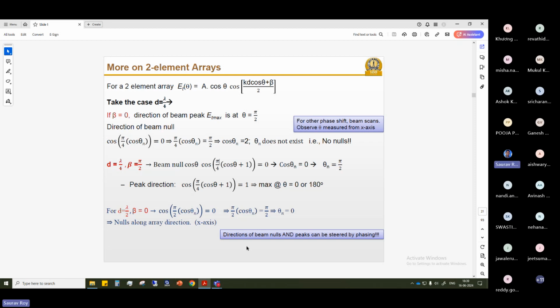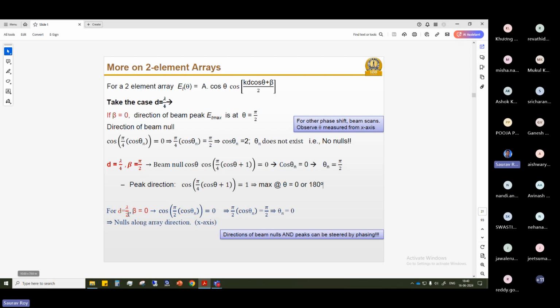Now let's go to the same thing: d remains the same, lambda by 4, and beta equals pi by 2. That means we are changing the phase difference. If you calculate the same thing again, the beam null now becomes at pi by 2. So just by feeding them at a phase difference of pi by 2, you are creating a broadside null. Your peak direction is at either theta equals 0 or 180. So that means it's an end fire. You have an end fire antenna now.